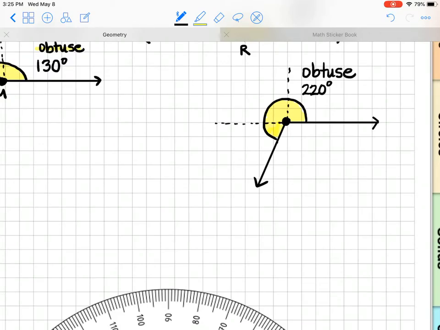So 220 degrees, what am I saying? It is not obtuse. Hopefully you caught that. What should that say? Not obtuse. That should say reflex. Sorry about that.